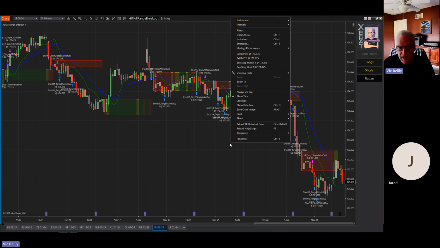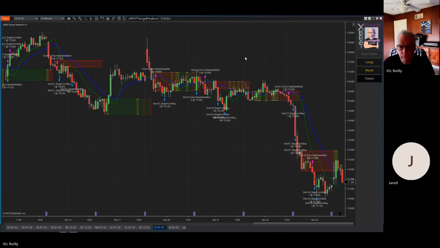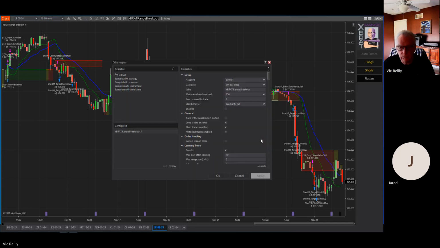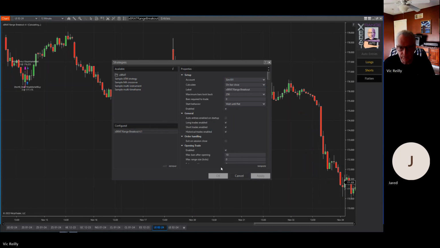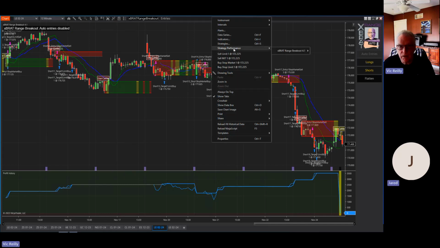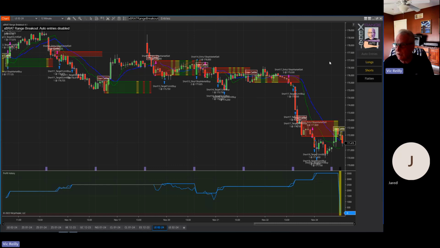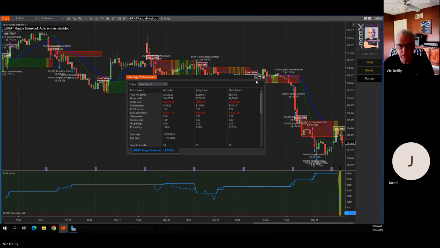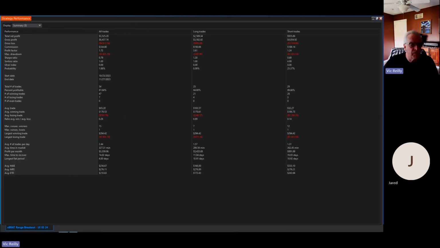Okay, so I want to get back to the actual report. Let me re-enable this so I can get to it. In NinjaTrader, there's a strategy report. I'm going to pick the real time and historical, even though I haven't put it on auto entries yet. So I always select that. So here's the report. Can you see this report in front of you?